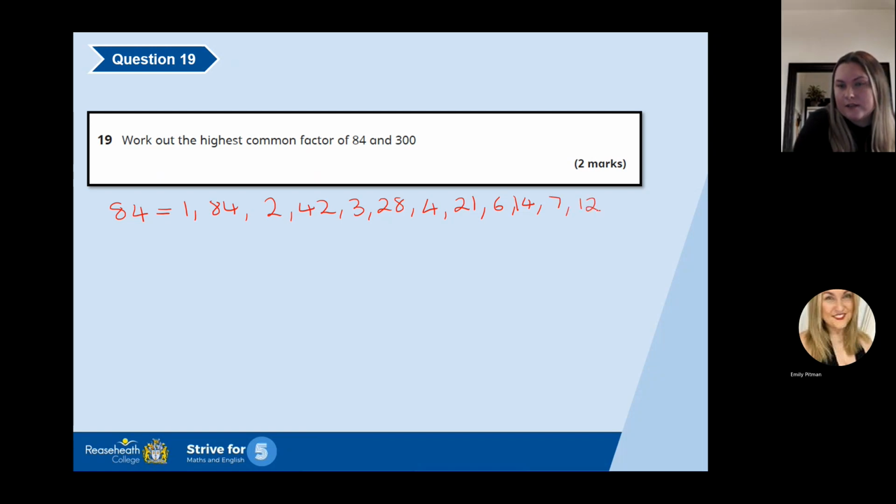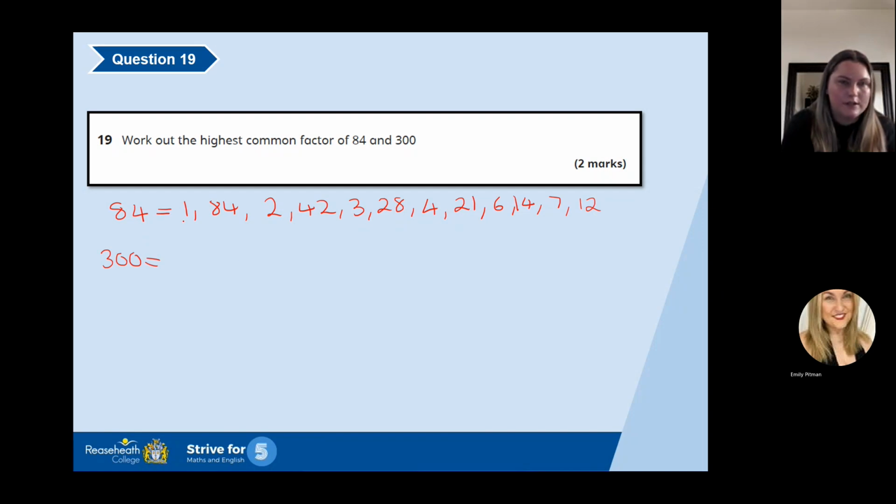I'm going to check 8. 84 divided by 8 isn't a whole number, so it's not that. And I know it's not 9 because the digits, 8 and 4, don't add up to 9. And it's definitely not divisible by 10 because it doesn't end in a 0. So I've got all of these numbers here. Then I'm going to see which ones go into 300.